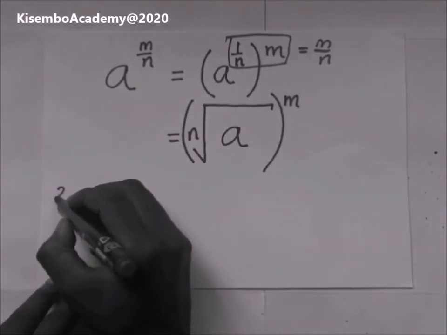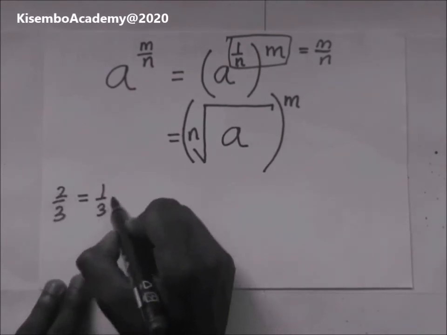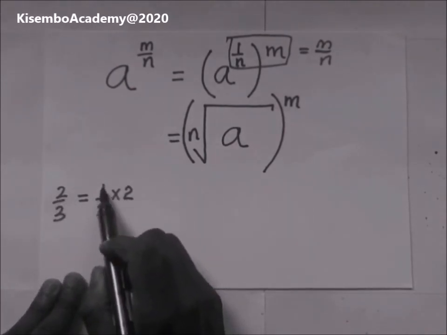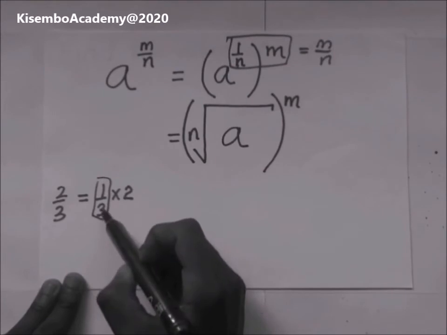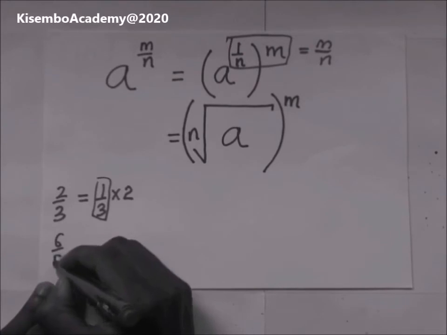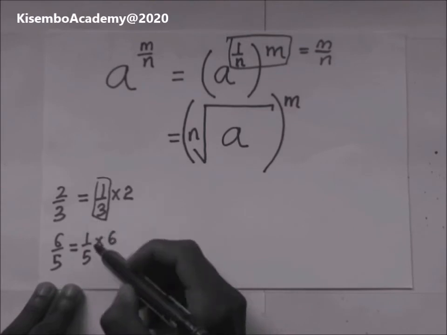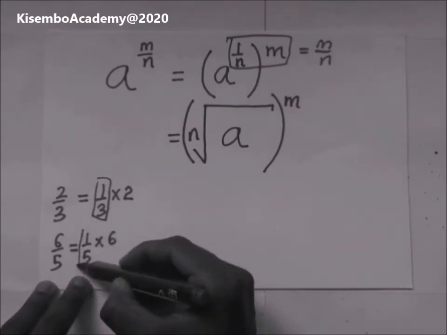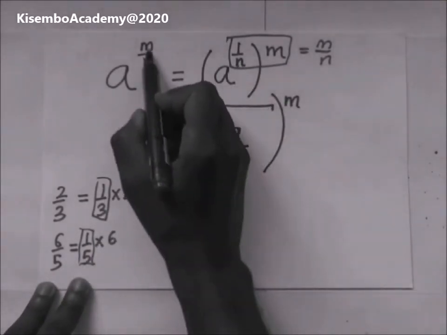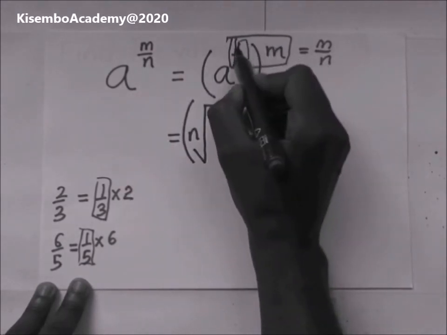It's like when they give you 2 thirds. 2 thirds is the same as saying 1 over 3 times 2. You displace this 2 out and you make this 1 over 3 times 2. So 1 over 3 times 2 is the same as 2 thirds. Or if they told you 6 over 5, 6 over 5 is the same as saying 1 over 5 times 6. So our interest here is to create a fraction that is having 1 as the numerator. And that's what we are doing here. That m over n is the same as 1 over n times m.